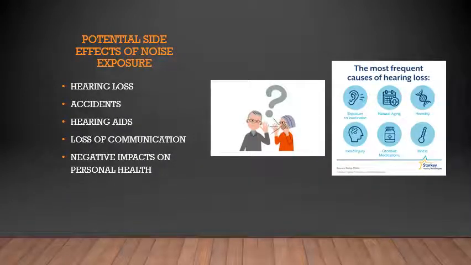The reason it's important to first understand what occupational noise exposure is, is because of the side effects that can be caused from it. Potential side effects such as hearing loss are one of the most common. Due to hearing loss, many accidents can happen in the workplace if a worker is not able to hear or follow instructions as well as they would with clear hearing. Another side effect can possibly be hearing aids later on in life. Another side effect can also be loss of communication and negative impacts on personal health and personal relationships, as it can be hard to have a conversation on a daily basis with anybody.